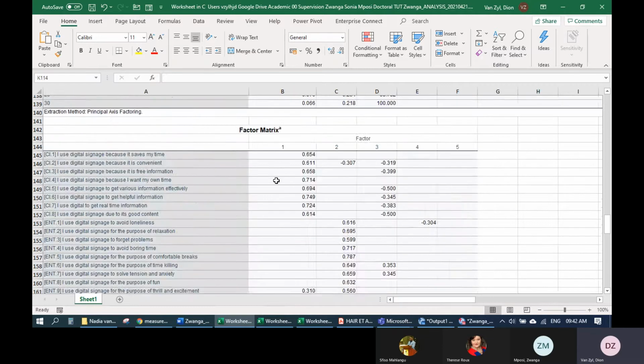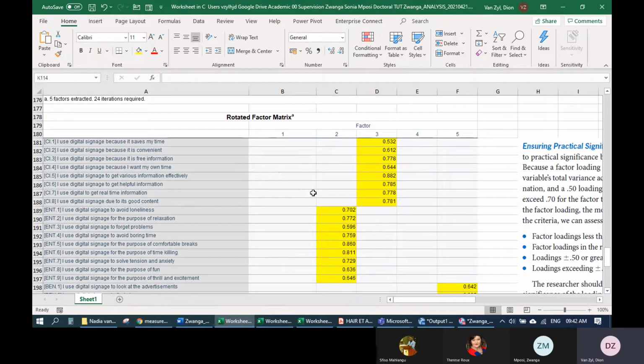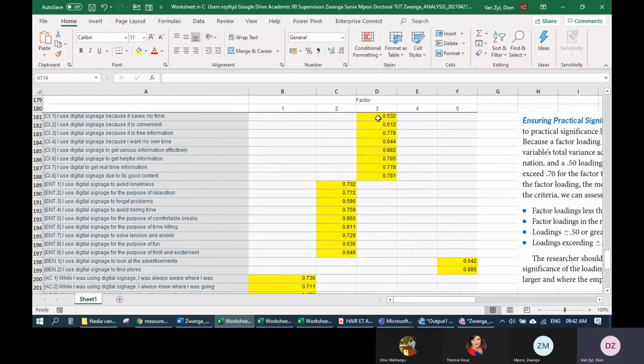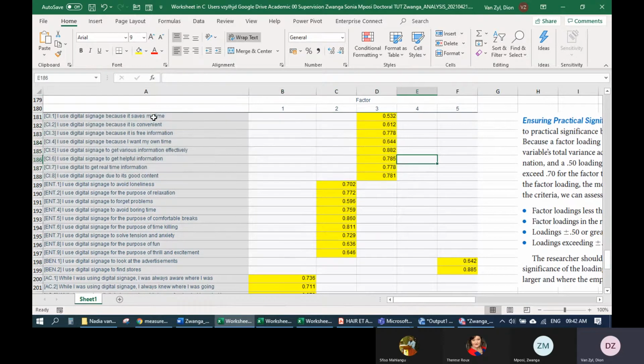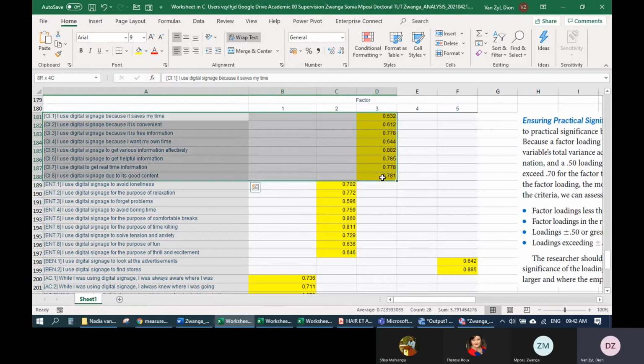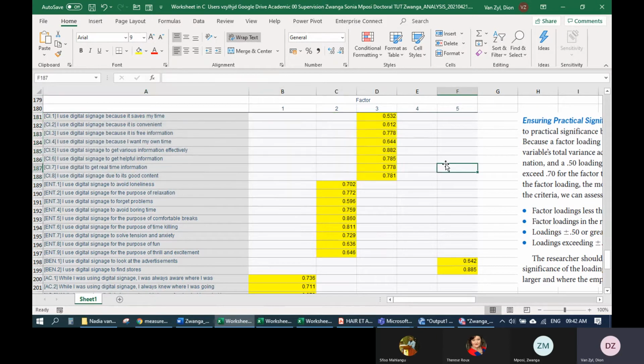So this is quite good. But let's have a look at the gold. I can see that there are items that load on the same factor. Now, if you read these, it's easy to see that they all belong to the same initial factor or construct that I defined. And this is a good thing.